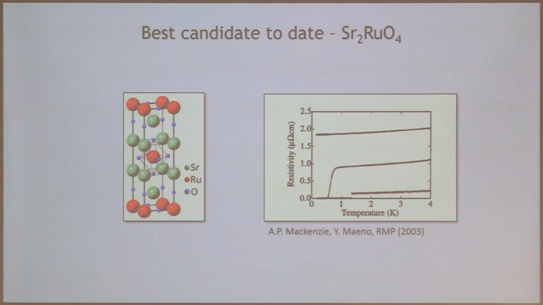The best candidate to date has been strontium ruthenate. And there's a bunch of evidence. I'm not going to go into all the different pieces of evidence that have emerged over 25 years. But one of the first pieces of evidence that came about was the fact that it's not a superconductor even with 2 microohm centimeter residual resistivity.